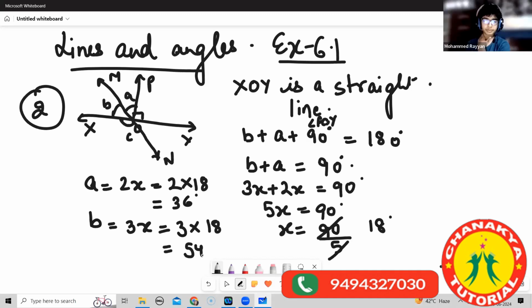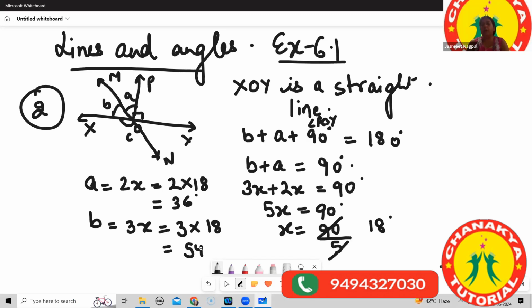Anyone? Pranav, Jitendra, Harshit, any doubt? Riyan? No. Okay. If you have any doubt, then you write it on the chat box also. Don't worry about it. I will repeat this one again. So, A and B value you know now.